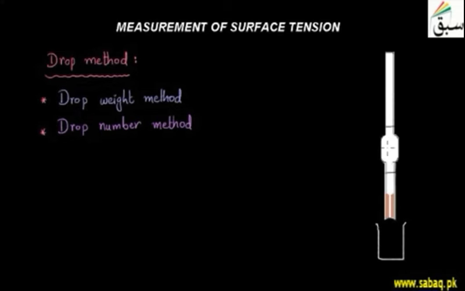Spreading occurs when S is positive, that means the surface tension of the sublayer liquid is greater than the sum of the surface tension of the spreading liquid and the interfacial tension between the sublayer liquid and the spreading liquid. Initially, the spreading coefficient may be positive or negative, but finally it is always negative.